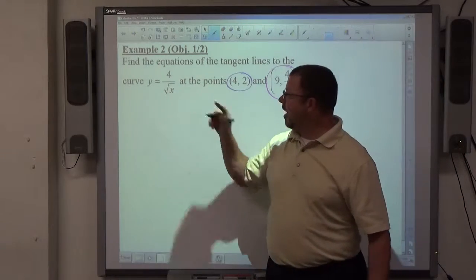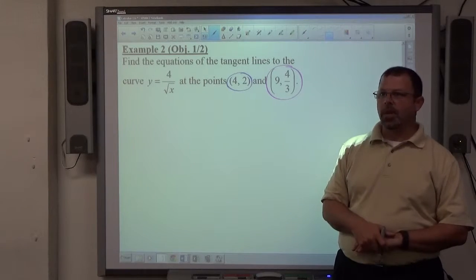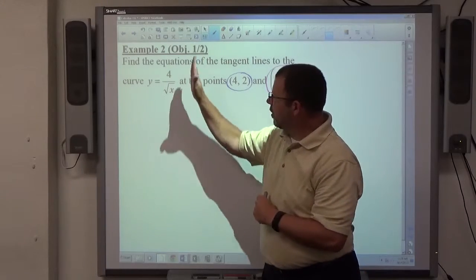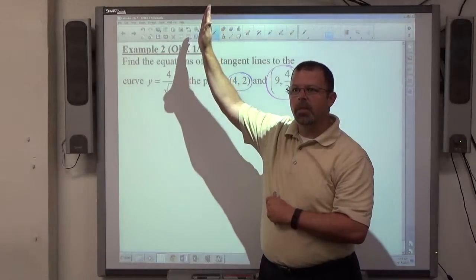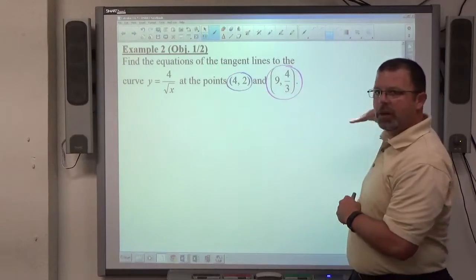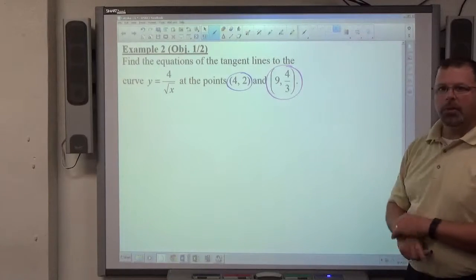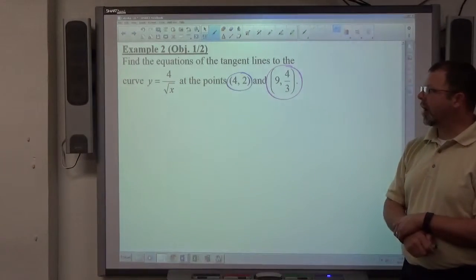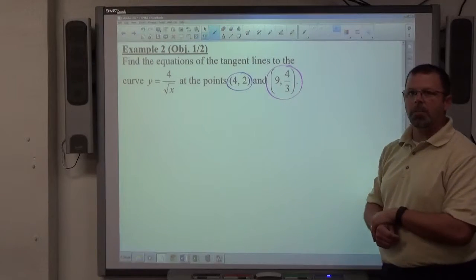For this curve itself, x is not allowed to equal 0 or negative numbers. So this graph would be starting at 0. It's going to have a vertical asymptote. The graph is going to go pretty much straight up at 0, and then it's going to flatten out as you go off to the side. You don't have to see the graph to be able to do it, but that's what's going on here. Both of these points exist on the graph, and we're trying to find the equations of the tangent lines. So basically, two different problems.